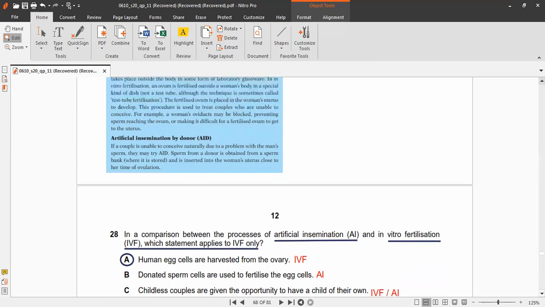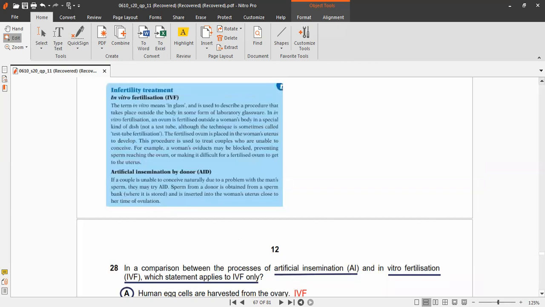So the correct answer, A. Because the term in vitro means in glass. It's used to describe a procedure that takes place outside the body, not inside, like artificial insemination.